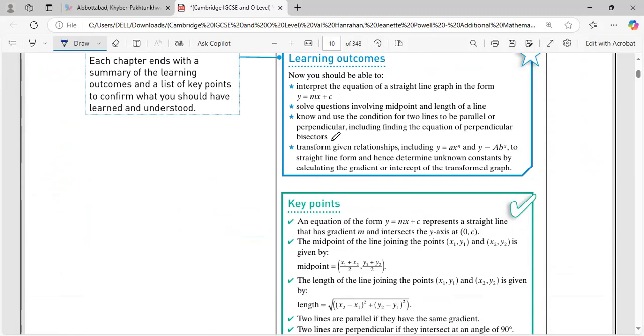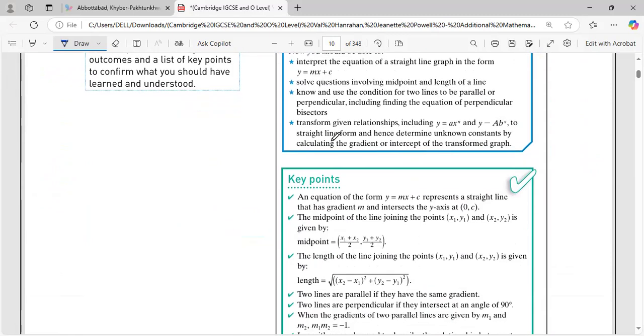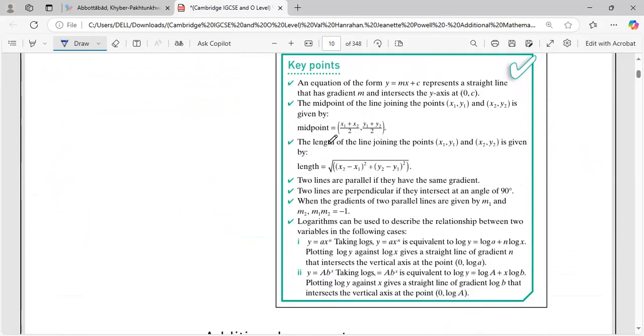Okay, next are the key points. First, an equation of the form y equals mx plus c represents a straight line. This is the general equation of a straight line, and its name is slope-intercept form. This m shows the slope of the line, this c shows the y-intercept. Y-intercept means the point where a line cuts the y-axis, that has gradient m and intersects the y-axis at 0, c.